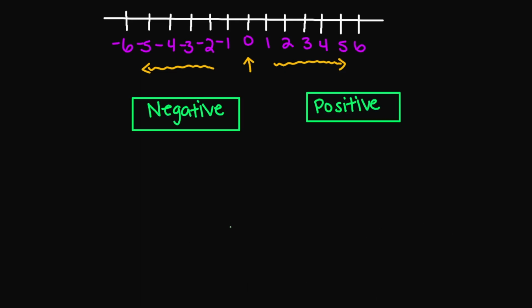So let's say you had the number negative 10. We know that negative 10 is a negative number, and the opposite of that is going to be a positive 10. Let's say you had negative 100,000. Negative 100,000 is also a negative number, and the opposite of negative 100,000 is going to be a positive 100,000.